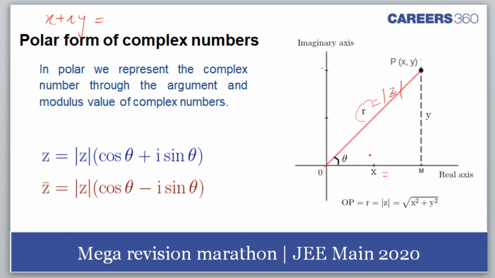x is equal to r cos theta, that is mod z cos theta. Am I right or wrong? Tell me. And y would be y. This is the perpendicular and this is the hypotenuse, so it would be mod z sin theta. So if I write this, it would be mod z cos theta plus iota mod z sin theta. So if I take mod z as common, I'll get this. Am I right?